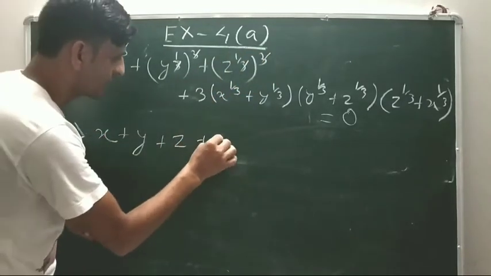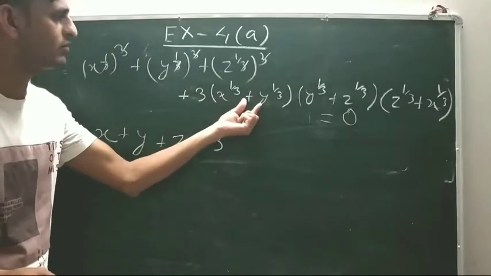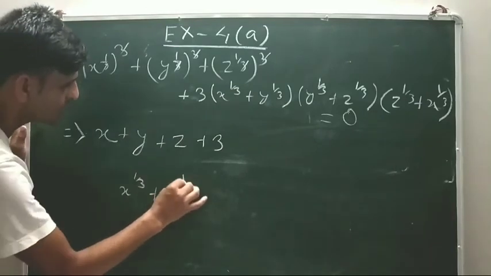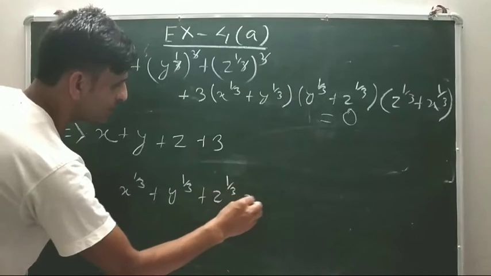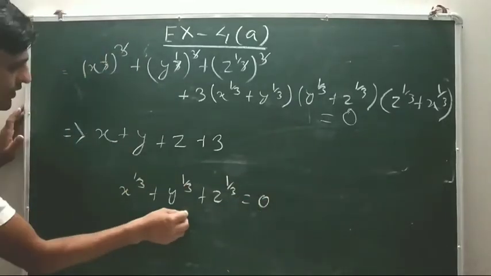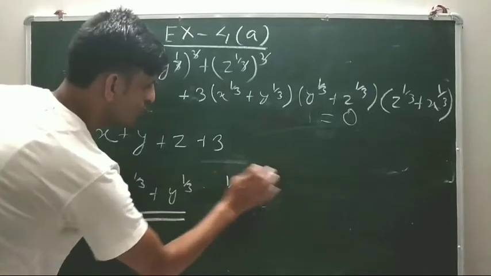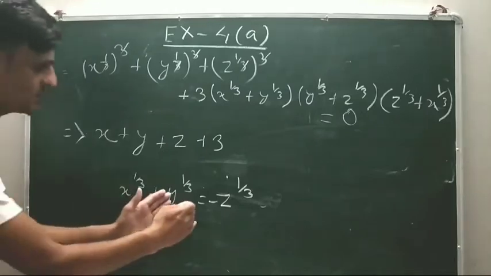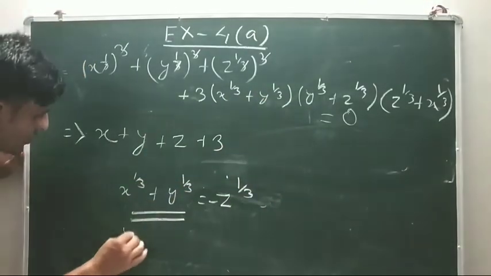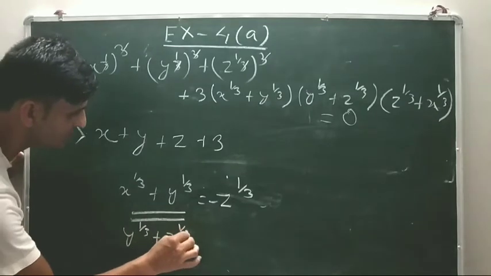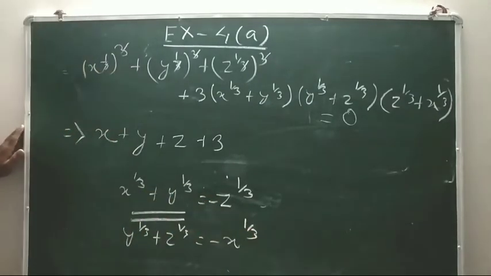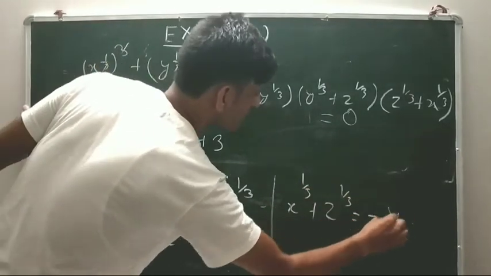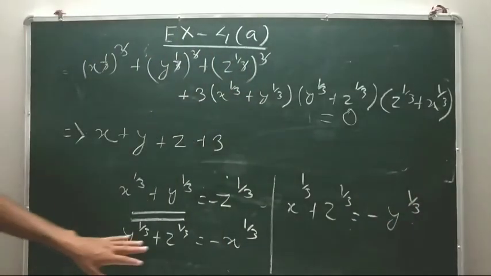Then if you see here, in the question we were given x^(1/3) + y^(1/3) + z^(1/3) equal to 0. If we want this, then we can write x^(1/3) + y^(1/3) as minus z^(1/3), subtracting z^(1/3) on the other side. Similarly, y^(1/3) + z^(1/3) can be written as minus x^(1/3), and in the same way, x^(1/3) + z^(1/3) can be written as minus y^(1/3). So we will put these values there.